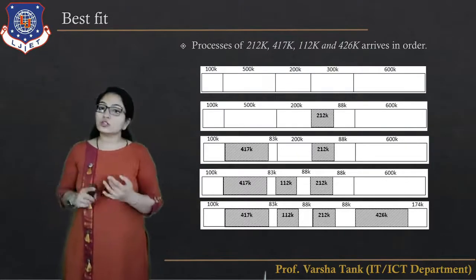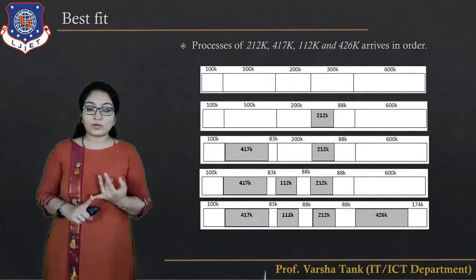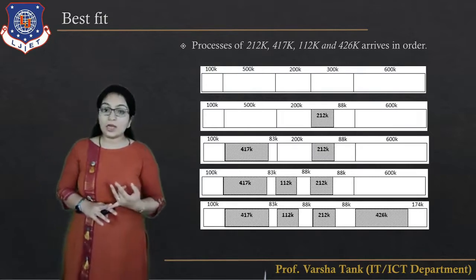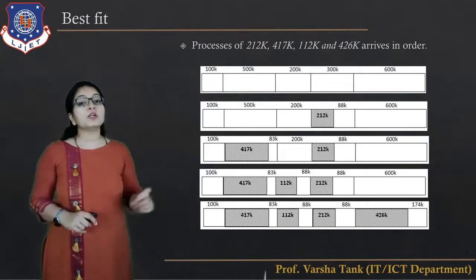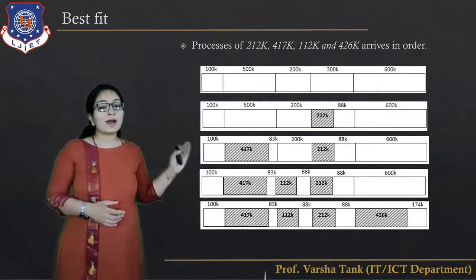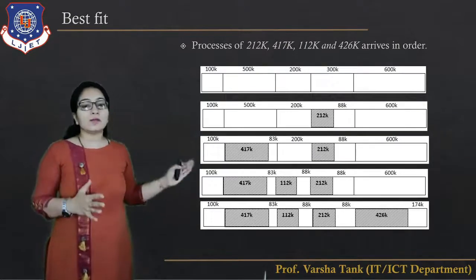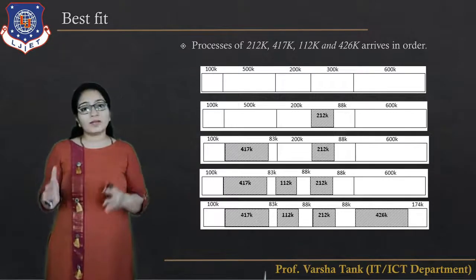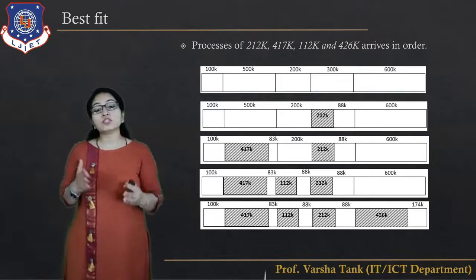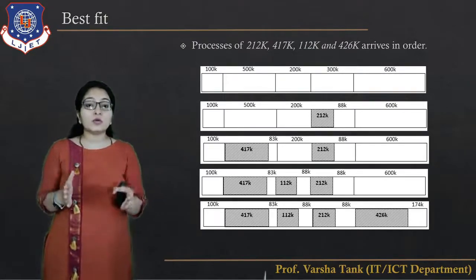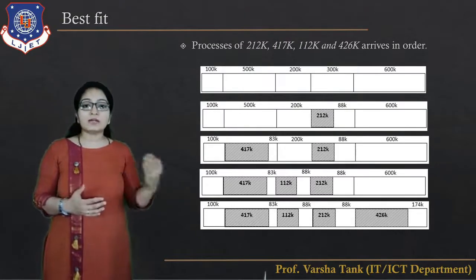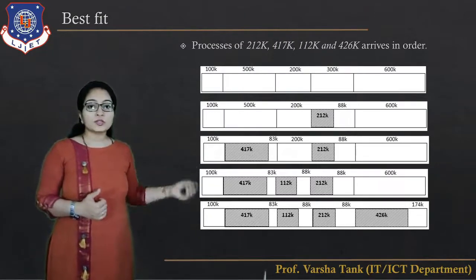In first fit we are not able to allocate this 426K. In next fit also we are not able to allocate this 426K. But here in the best fit we are able to allocate this process to a partition. So this is the best among all the techniques, but it requires much more CPU time because every time we have to search the entire free partition, and whatever the smallest partition is that is able to hold the process will be selected for the allocation. So this is the best fit.